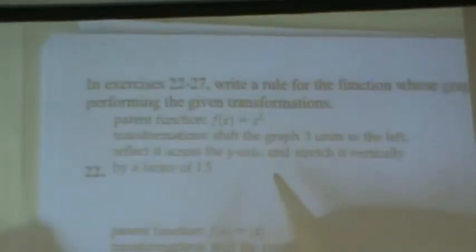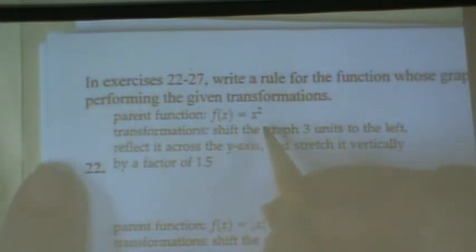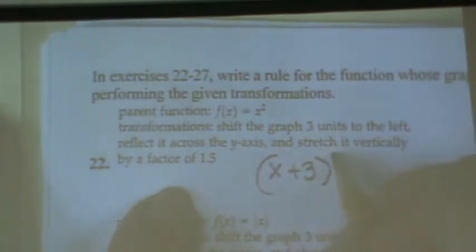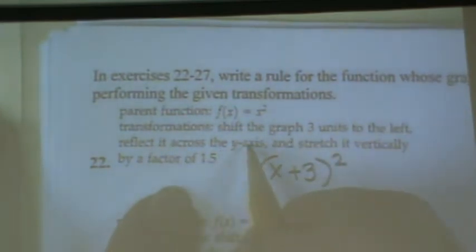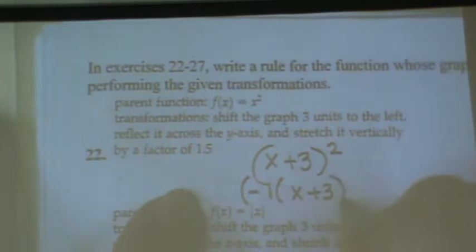So if you have the quadratic function x squared and you want to shift this graph 3 units to the left, 3 units to the left would mean to put that underneath it. So it'd be x, instead of minus 3, it's going to be plus 3, 3 units to the left. Okay, so that's what you would have for 3 units to the left. Then you want to reflect it over the y-axis. So that would mean you'd have a negative 1 in front, and you'd have x plus 3, like that. That's a reflection over the y-axis.